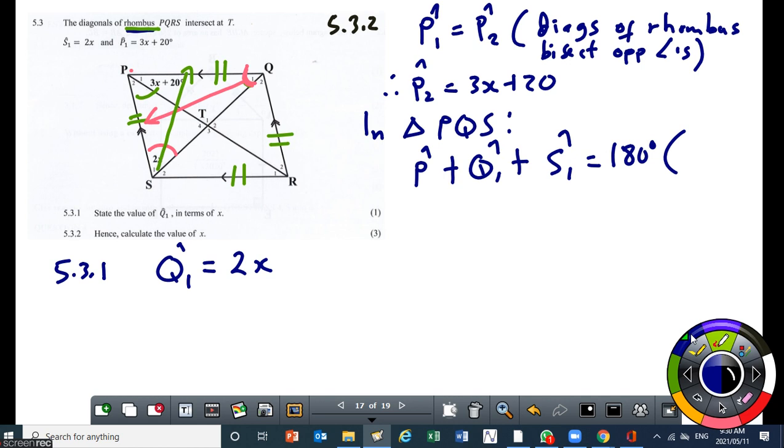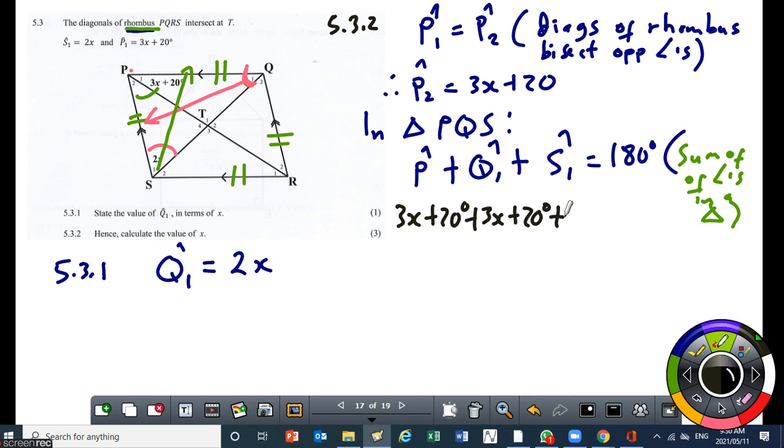All right, so our reason here is going to be sum of angles in a triangle. Okay, then my P is equal to P1 plus P2, so when I write that, I'll say 3x plus 20 degrees plus 3x plus 20 degrees plus Q1, which is 2x, plus S1, which is 2x, they must add up to 180 degrees. So, I'm going to solve that equation.